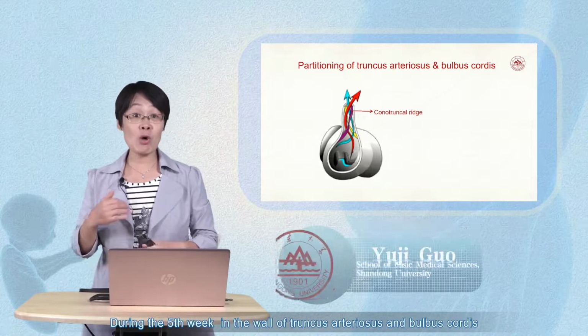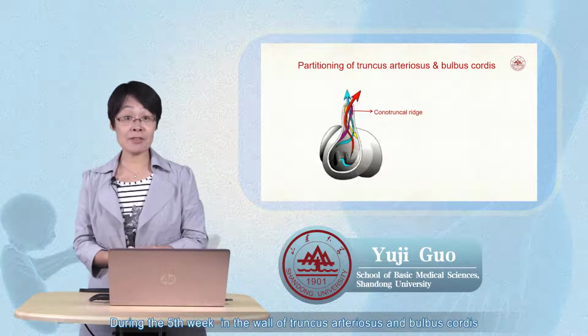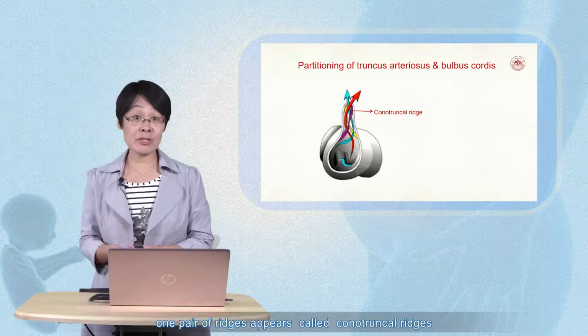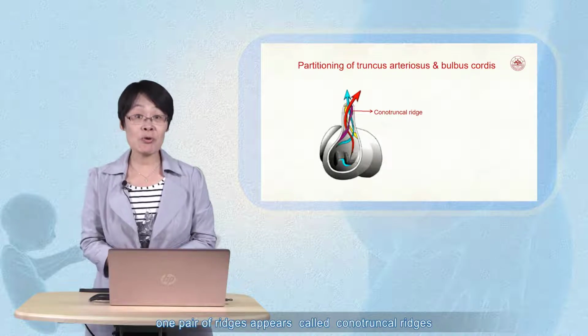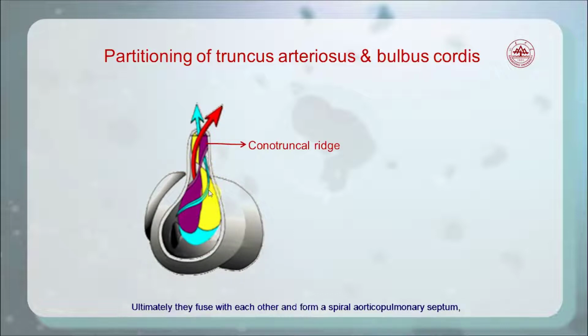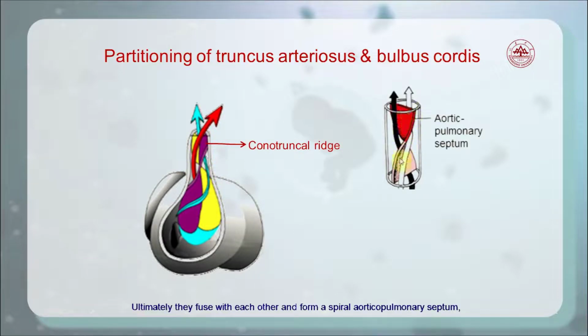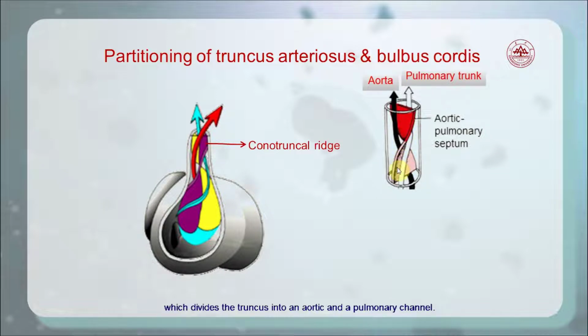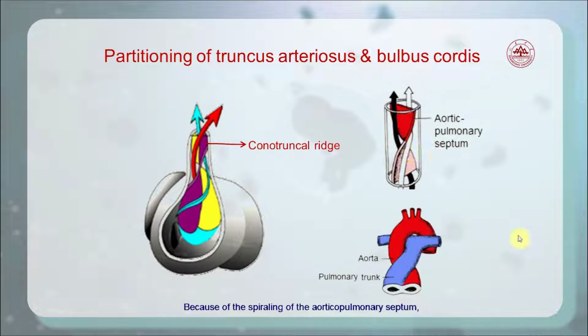During the 5th week, in the wall of the truncus arteriosus and the bulbus cordis, one pair of ridges appears, called conotruncal ridges. As these two ridges grow, they undergo a 180-degree spiraling and approach each other, and ultimately they fuse and form a spiral aorticopulmonary septum, which divides the truncus into an aortic and pulmonary channel. Because of the spiraling of the aorticopulmonary septum, the pulmonary trunk twists around the ascending aorta, just like this.